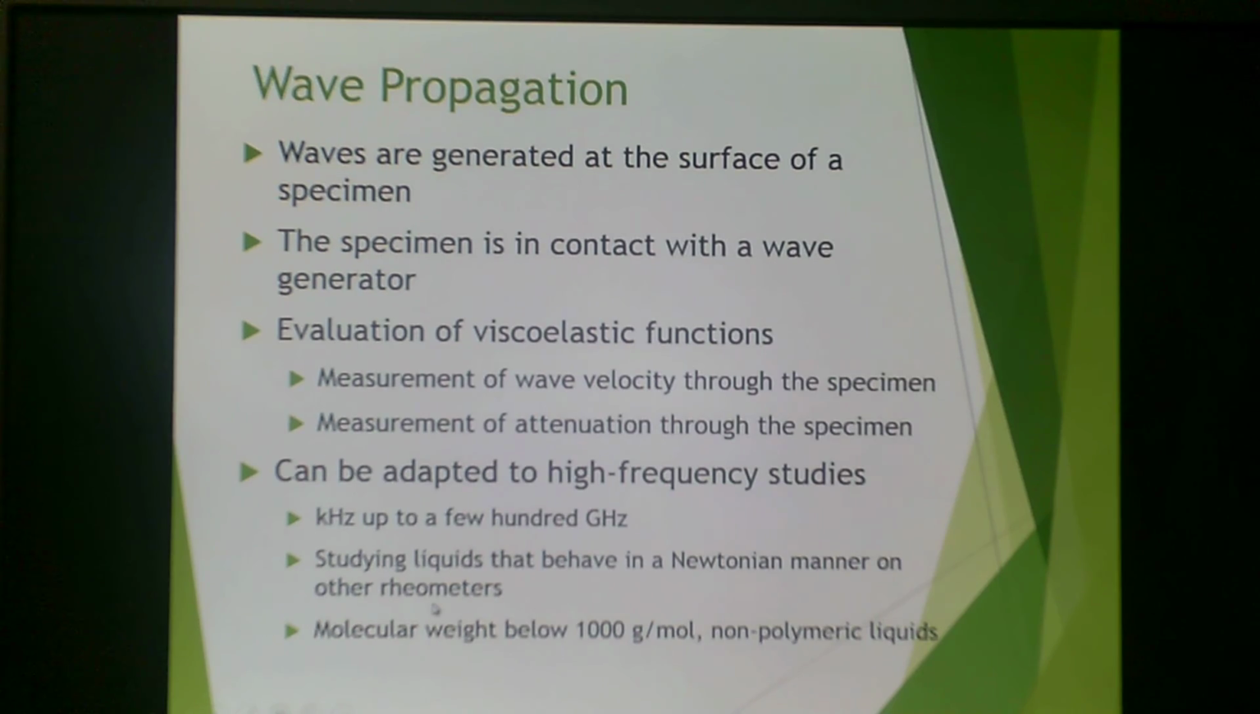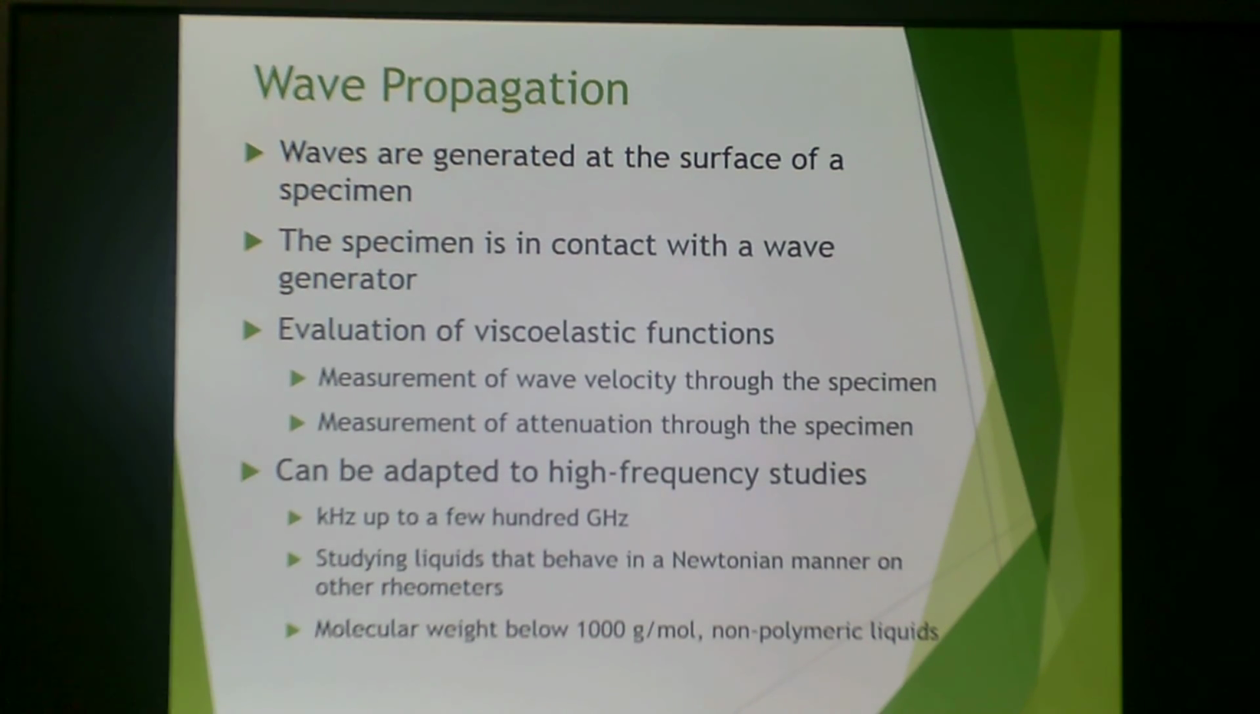Wave propagation is the other type. In this case, waves are generated at the surface of a specimen. The specimen is in contact with a wave generator, and this allows for evaluation of viscoelastic functions, the measurement of wave velocity through the specimen, and measurement of attenuation through the specimen. And this can be adapted to high-frequency studies, so kilohertz up to a few hundred gigahertz.